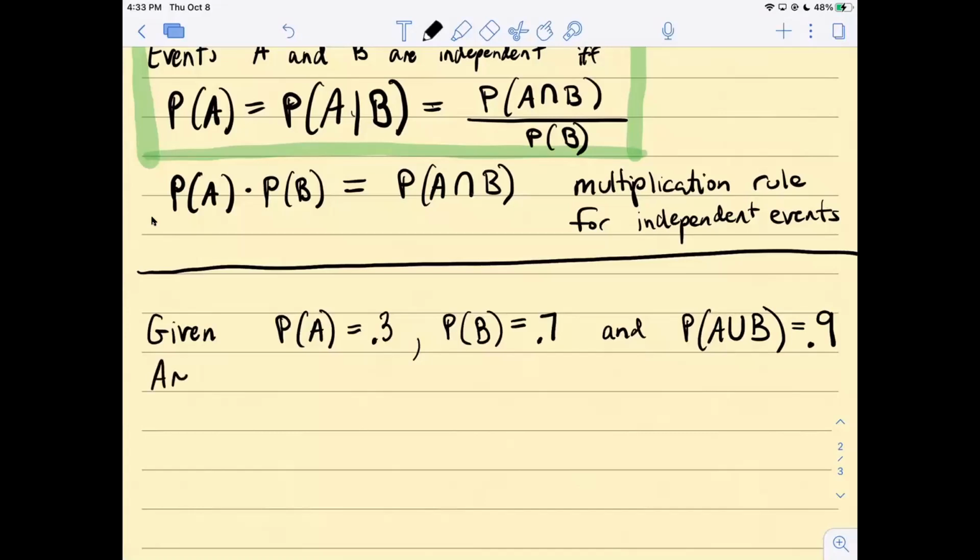are events A and B independent? And the question is, justify. Do a calculation, maybe just two steps, to justify your answer.